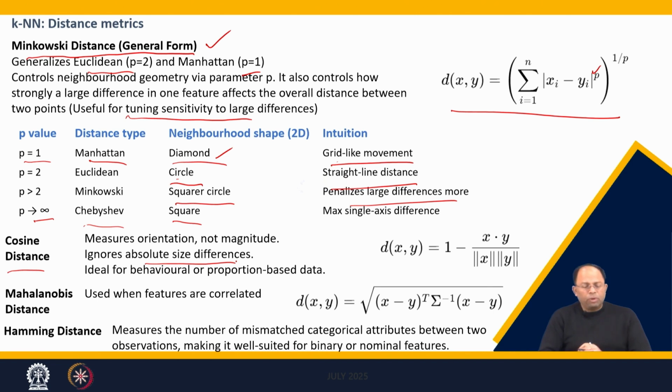and sometimes this is important for behavioral or proportion-based data. So, in this case we will use this formula, and then there could be the Mahalanobis distance, or the Hamming distance. Now Mahalanobis distance is used when features are correlated. So what happens is we have to choose what kind of distance depending on that particular set of data or what we are dealing with. Accordingly we can choose the distance.